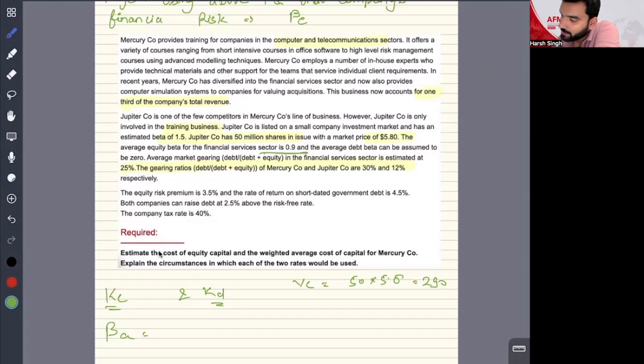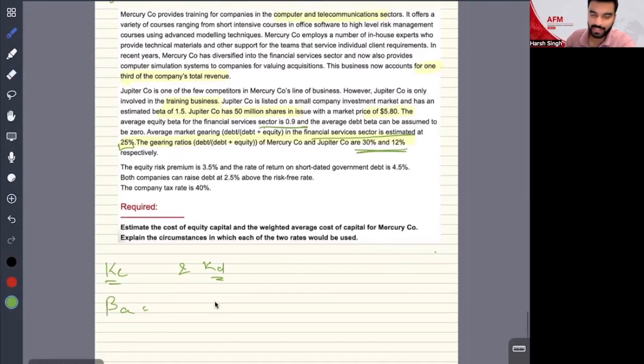Market, the financial service sector is estimated as 25%, directly provided, so we don't have to worry much over here. I think that we don't need to calculate the value of equity and value of debt. Why? Directly given at the end, 30 and 12. So first of all, let's go for beta asset.